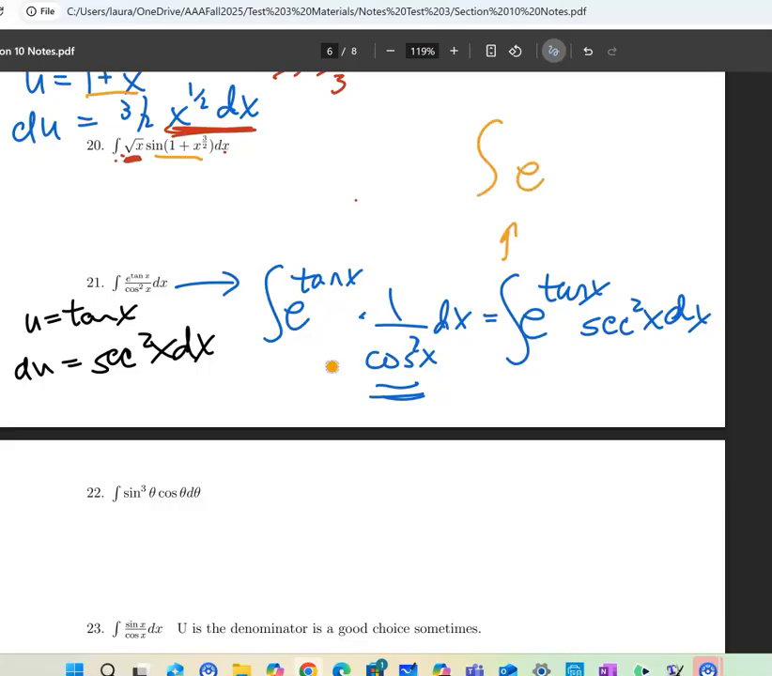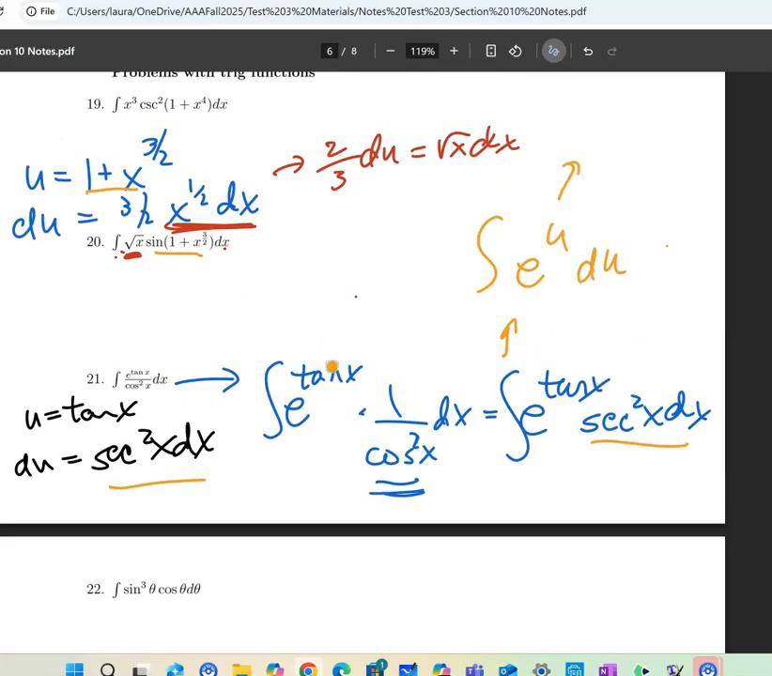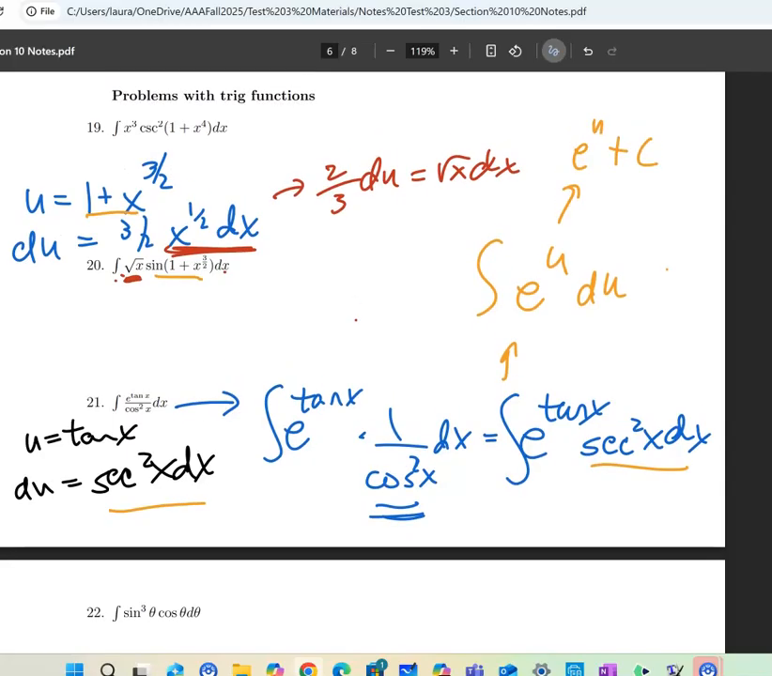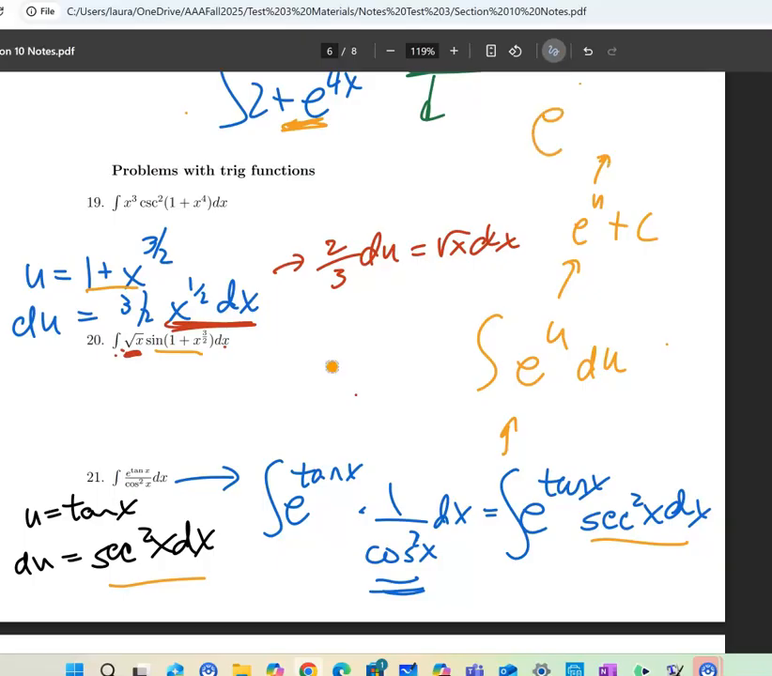So this gives you e to the u, and then secant squared x, that's a du. I'll just keep going up here. The integral of e to the u is e to the u plus c, and then you put the u back in. So that's e to the tangent of x plus a c.